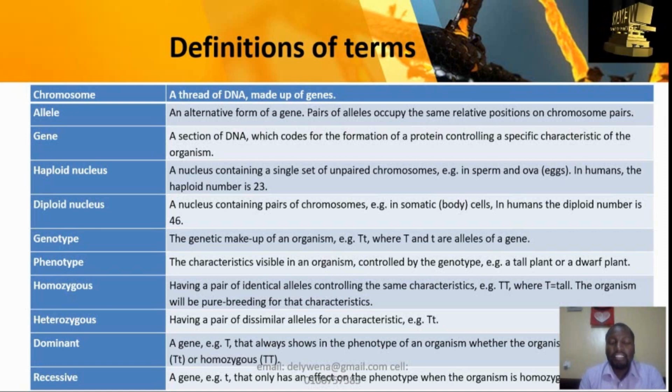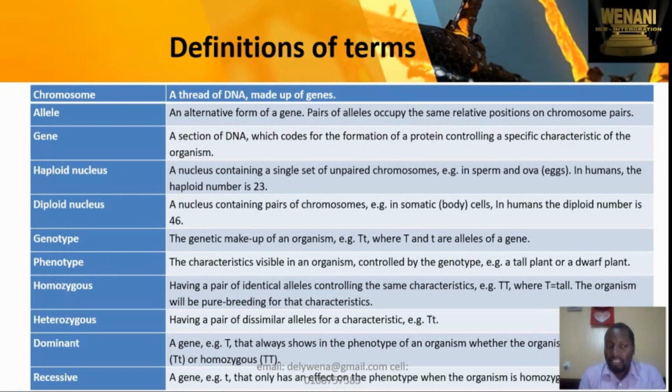Then you have another term known as genotype. Genotype is basically the genetic makeup of an organism. E.g., we talk about tall, T capital T small t, where T and t are alleles of a gene.